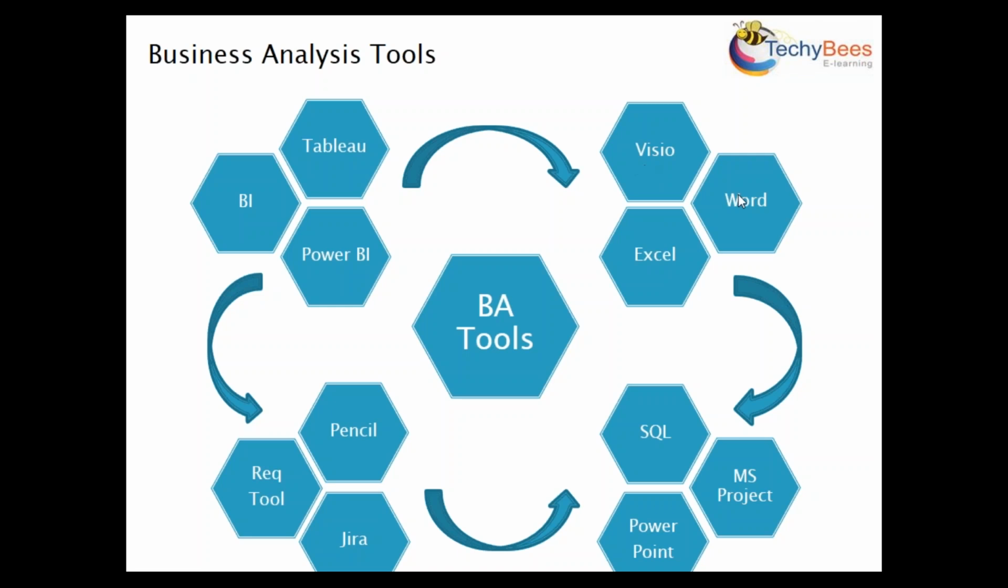One is Visio, Word, Excel, very important. Another set forms SQL, PowerPoint and MS Project, Jira, Pencil and Requirement Tool. Pencil is for wireframing. Tableau, Power BI and concepts of BI, that is for your visualization part or creating graphs and charts. This is how we will divide the BA tools, and we will be covering all of these details.